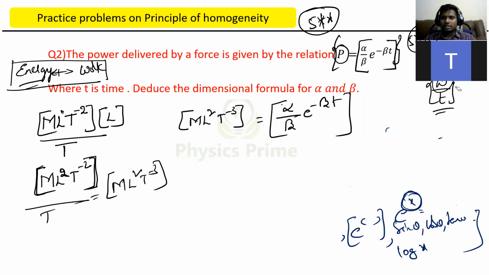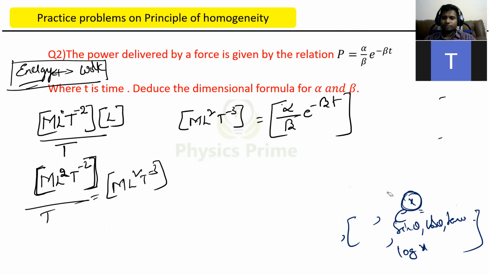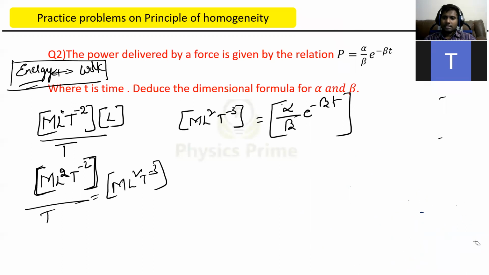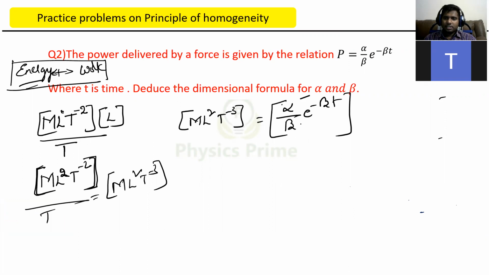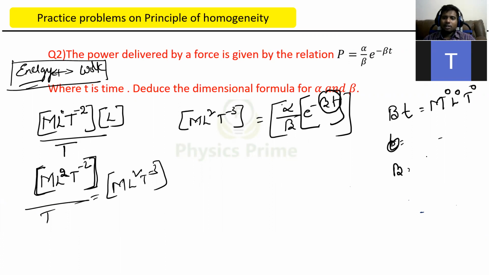Yes, sir. By using that note point, if I carefully observe, this entire e power should not have any dimensions, right? Correct, sir. And also this beta t should not have any dimensions, right? Can I write then beta into t is equal to M power 0, L power 0, T power 0, right? Then beta will have a dimension of, this t is time, as given here, where t is time.